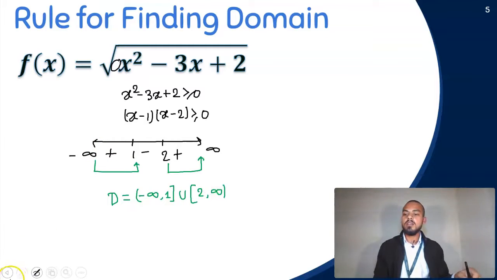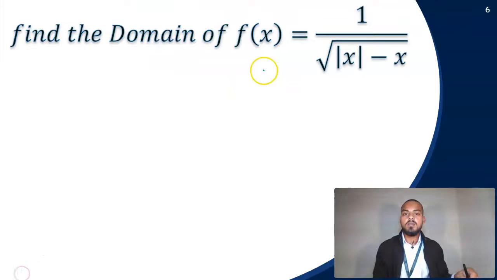Now let's move on to another example. Here the function f(x) is equal to 1 divided by the square root of |x| - x.